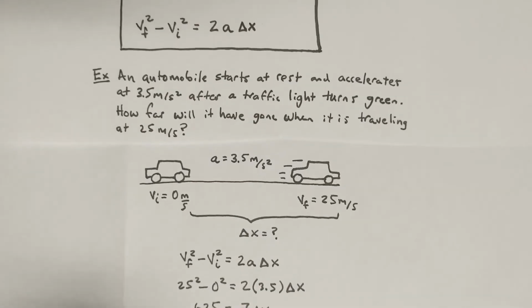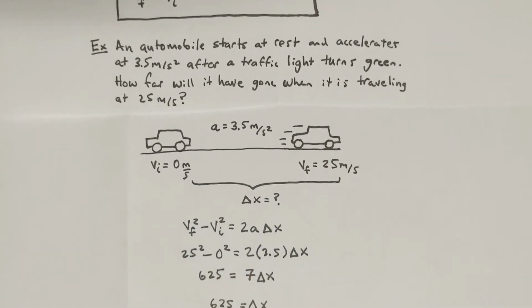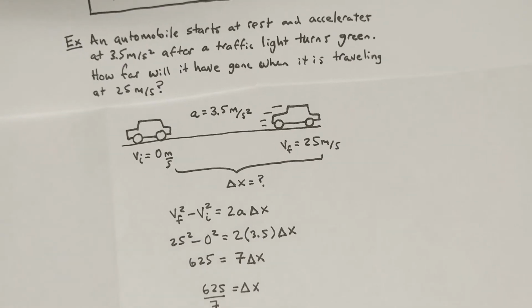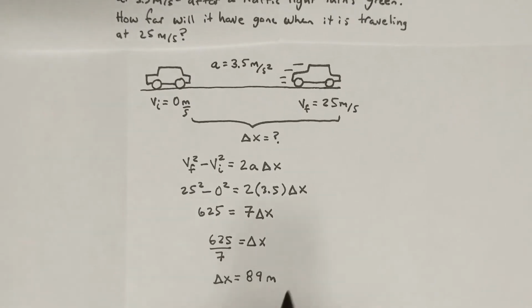Okay, and we're being asked how far will it have gone, so this is just the magnitude of the displacement. We don't need to specify direction here. They just want to know how far from the initial, so it's gone 89 meters.